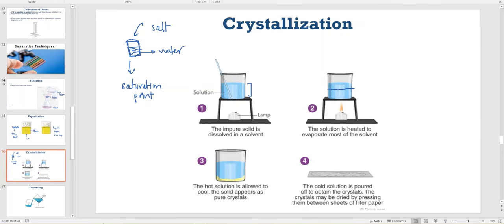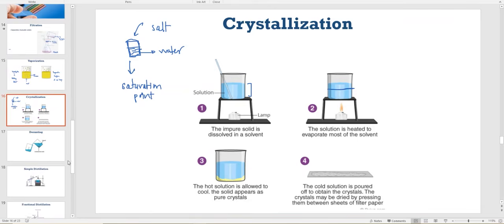So what will happen? It will start to come out, and when you leave it at room temperature or allow it to cool down, the solid appears as pure crystals. Those crystals are then separated by filtration and then they can be dried. So that is crystallization. Moving on to decanting.